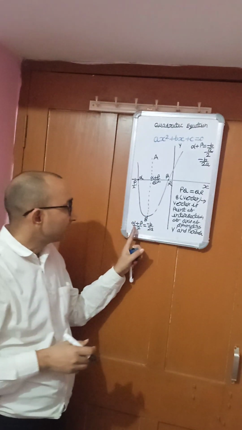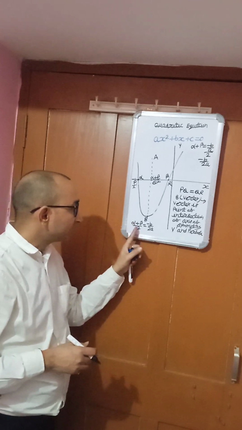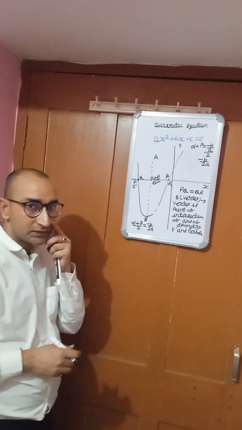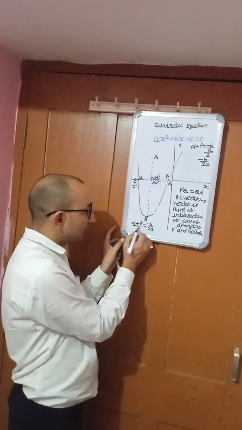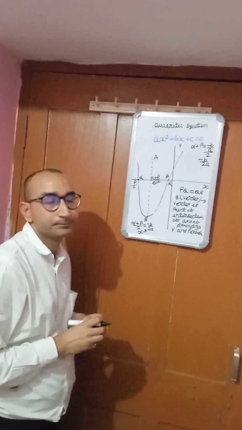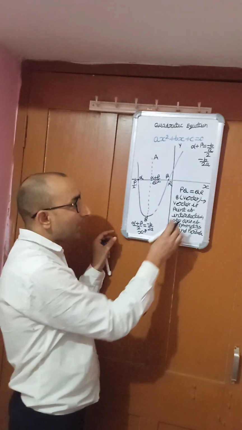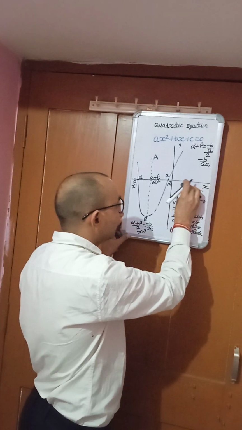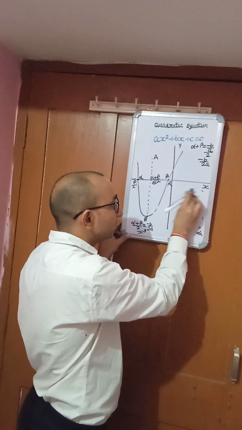And I have found the value of alpha plus beta by 2 equals to minus b by 2a, that is the x coordinate. This is our x coordinate. So I want to find the value of the y coordinate.